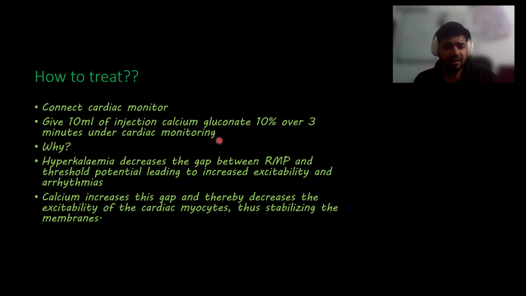So this gap between resting membrane potential and threshold potential is being decreased by hyperkalemia, leading to increased excitability and arrhythmias. But calcium does the opposite. It increases the gap between the resting membrane potential and the threshold potential, thereby decreasing the excitability and thereby stabilizing the membranes.